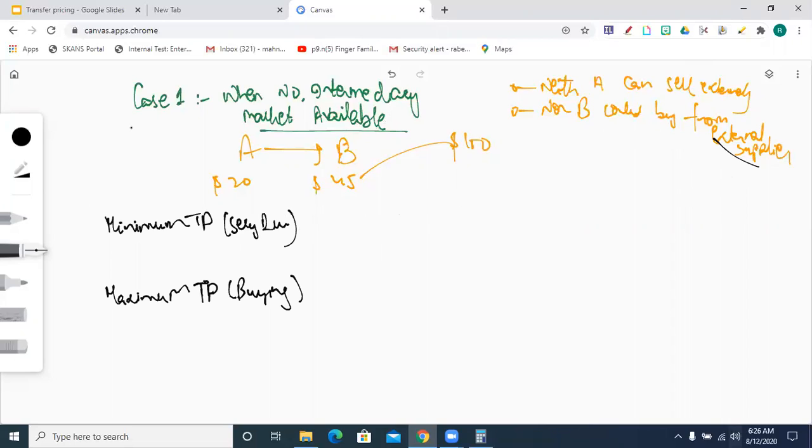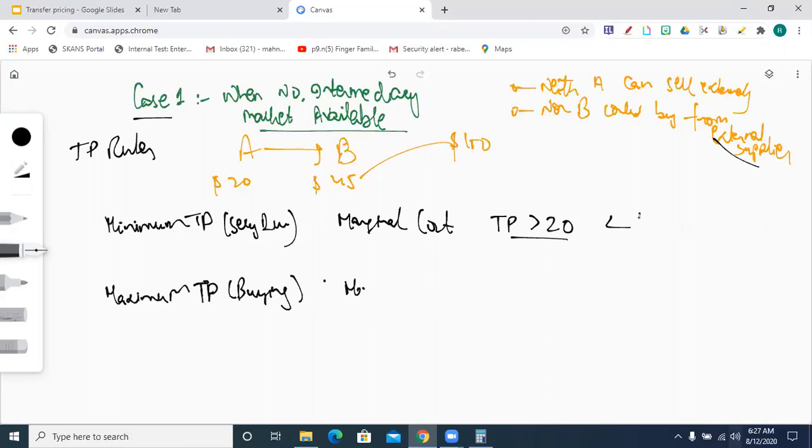So talking about the rules now, in case A where there's no intermediate market, what are the transfer pricing rules? The minimum transfer price would be the marginal cost, so greater than 20. And the maximum transfer price would be less than 55. Here's the concept of net marginal revenue.